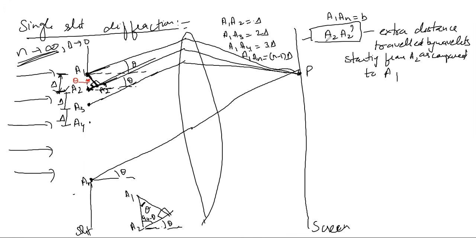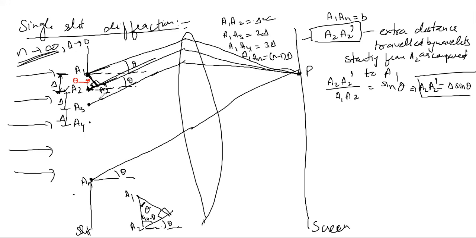Right? Now from here, I want to know what is this A2 prime, the extra distance which is traveled by the wavelet starting from A2. So A2 prime upon A1 A2. This is perpendicular and this is going to be your hypotenuse. This is basically equal to sine of theta, which means that A2 prime is equal to A1 A2. A1 A2 is nothing but delta, so it is equal to delta sine theta. ये आपका delta sine theta के equal हो गया.